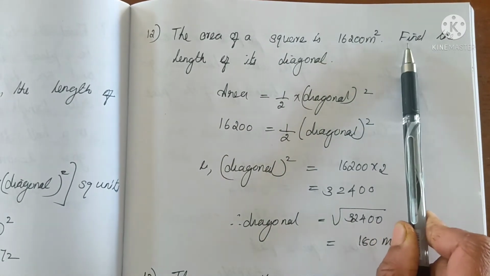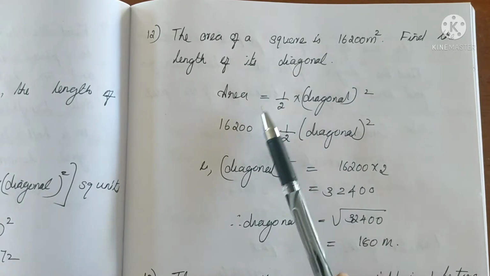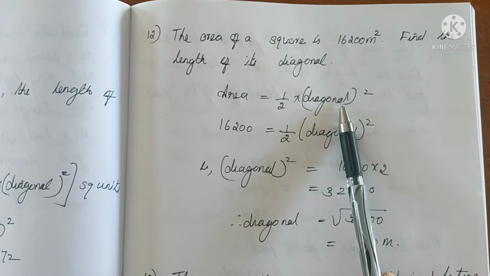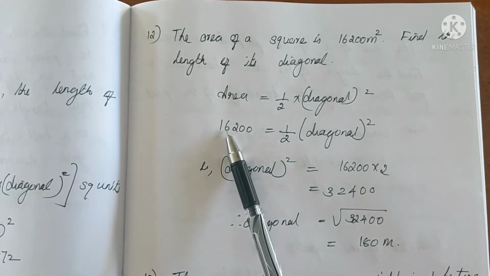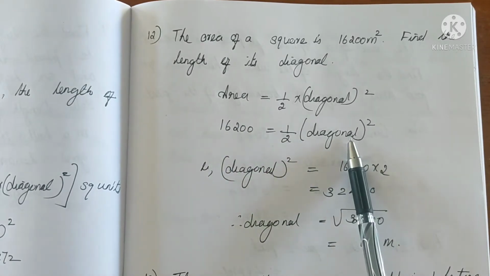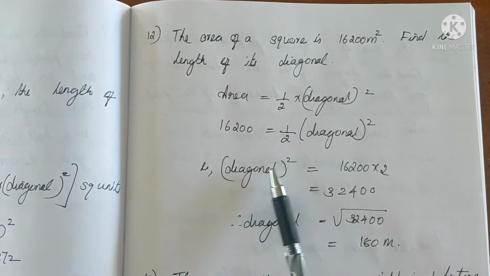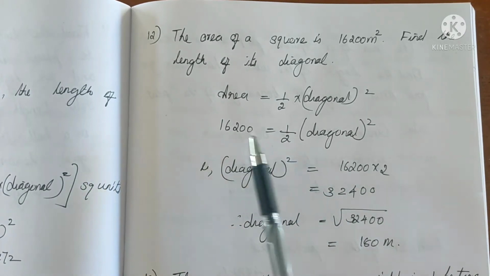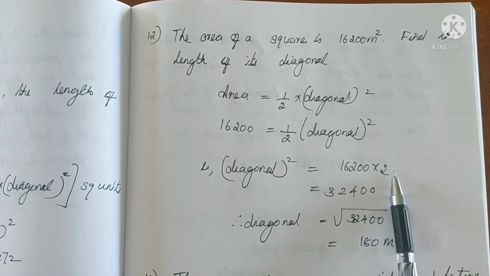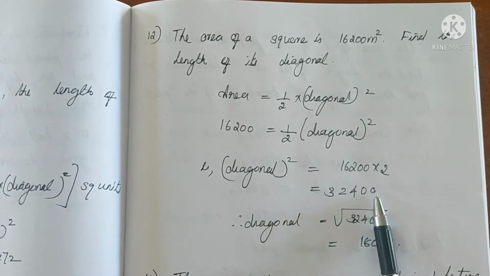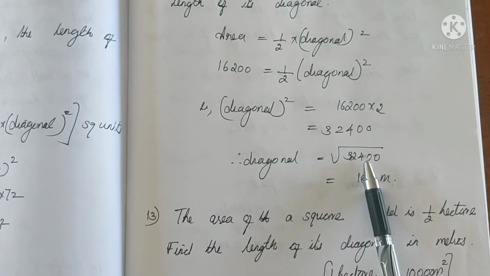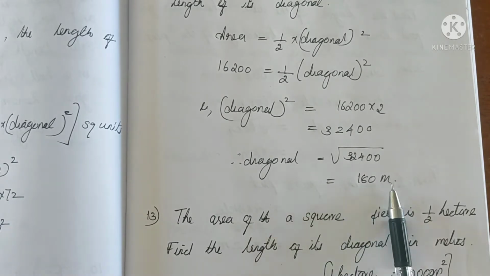Question number 12. The area of a square is 16,200 meter square. Find the length of its diagonal. By using the same formula we can solve this question. Area is equal to half into diagonal square. Here area is given, 16,200, that is equal to half into diagonal square. Now diagonal square is equal to, we are taking this 2 to this side, then 2 will be multiplied. 16,200 into 2 becomes 32,400. Therefore diagonal is equal to square root of 32,400, which is equal to 180 meter.